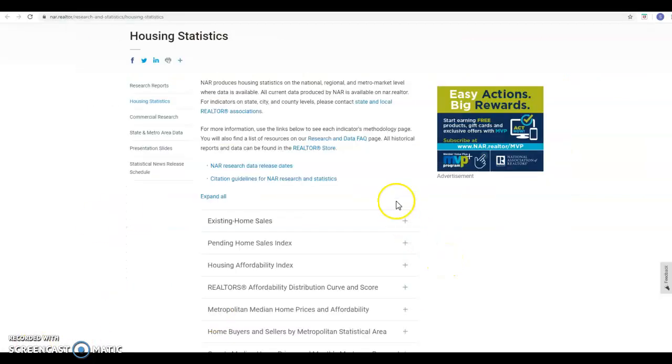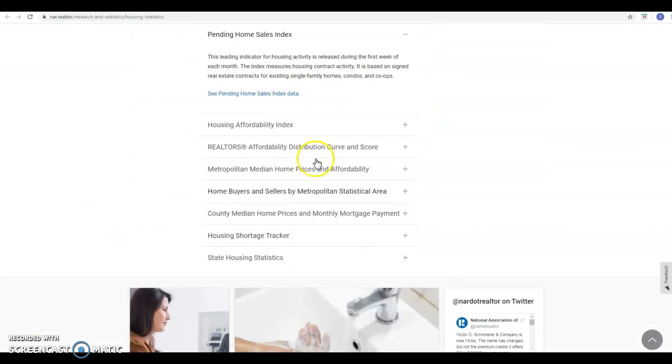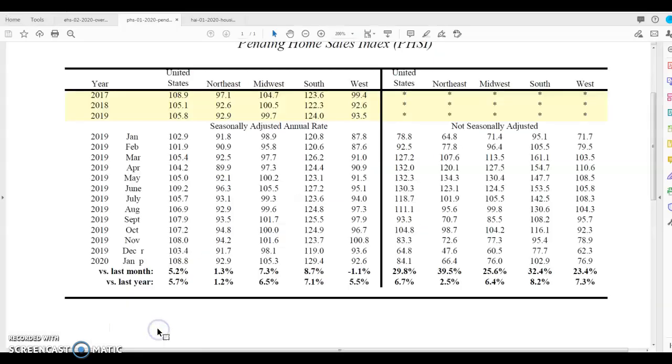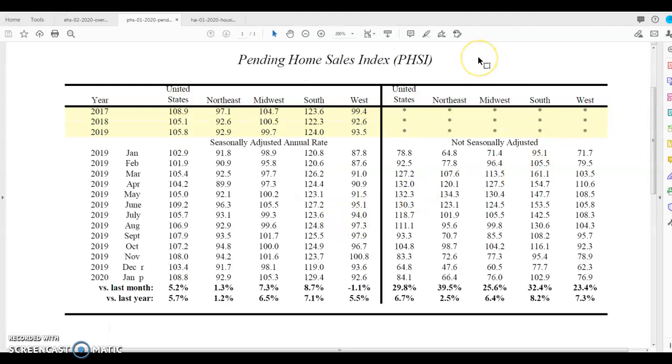Okay, now let's go back to the first page. I want you to scroll down to pending home sales, and you can click on this link here. And when you do that, it's going to pull up this report. Pending home sales are sales that are pending. So a buyer and a seller have entered into an agreement for the sale of the home, but that agreement has not been completed. That process from entering into agreement and the closing is called the escrow process. So pending home sales are what we might say in escrow.